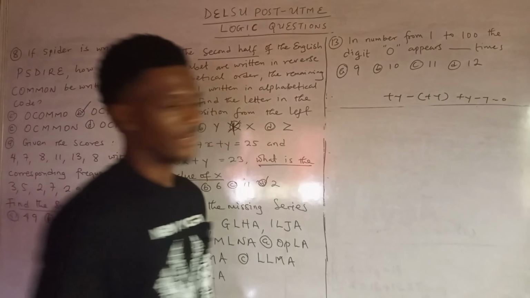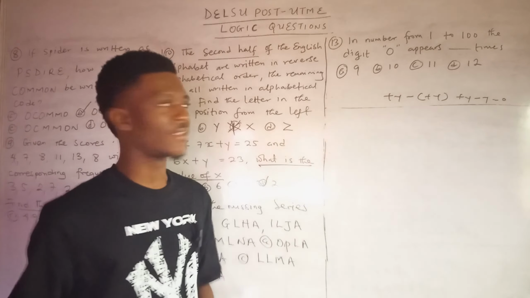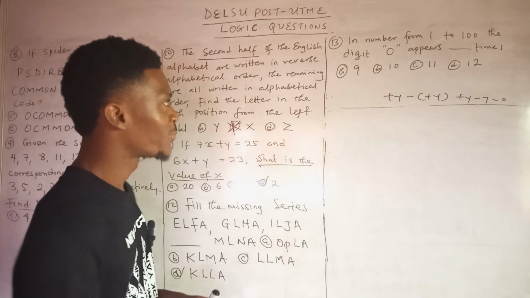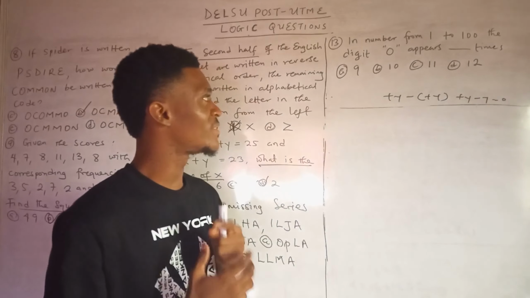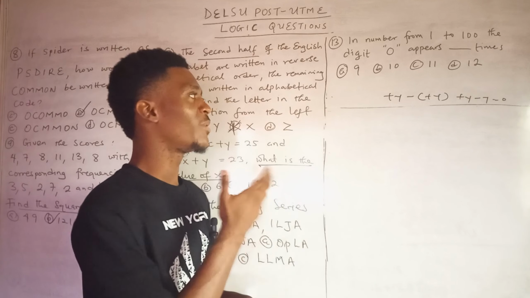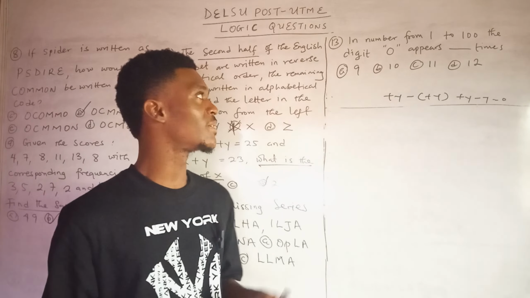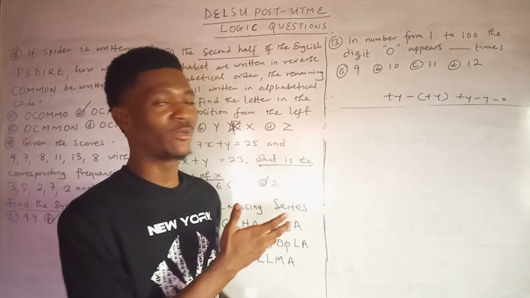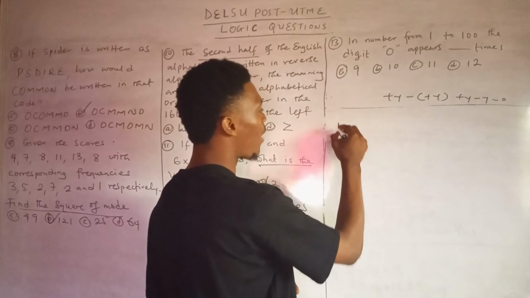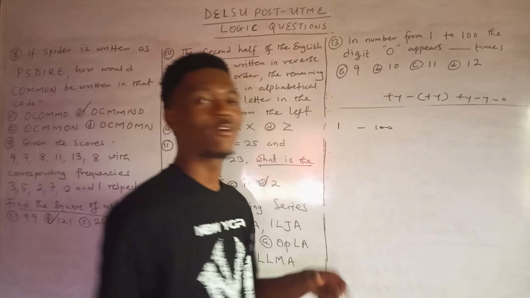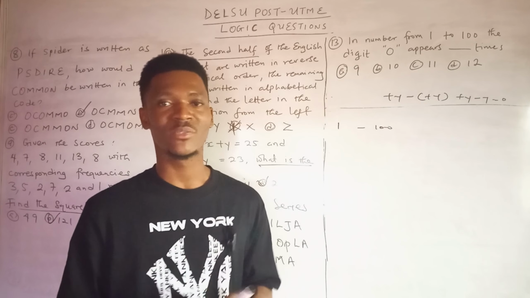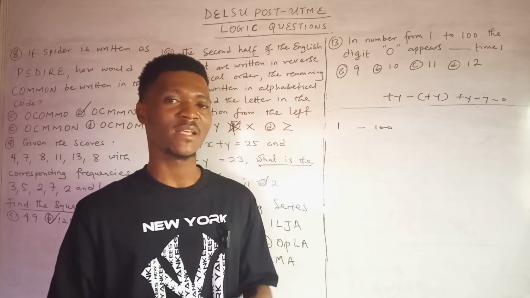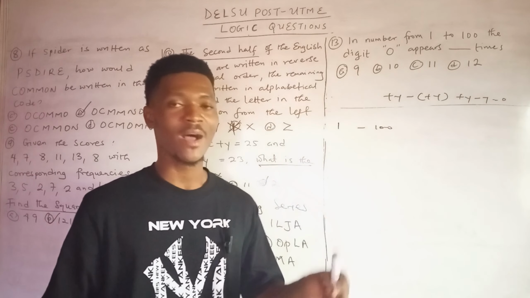The next question. In number 1 to 100, the digit 0 appears dash times. So how can we obtain the number of times that 0 appears from number 1 to 100? I get so many students now, what they will do in the hall is that they will start writing 1 to 100, meaning 1, 2, 3, 4, 5, 6. My dear, that thing is going to waste your time. So you are not supposed to do it that way. They are only interested in the number of times that 0 appears from 1 to 100.